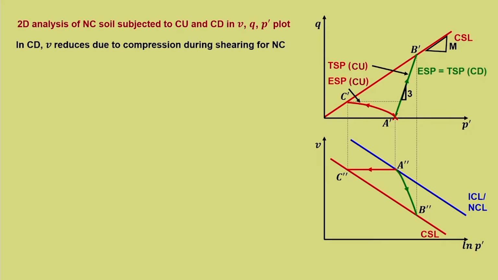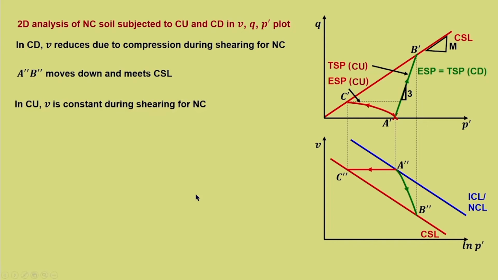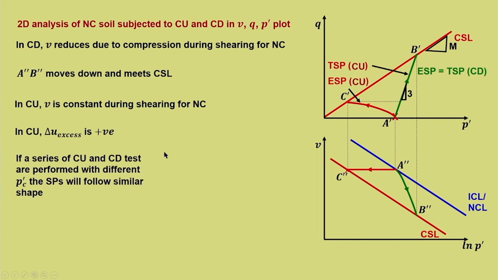In CD, V reduces due to compression during shearing for NC. So, this is the reduction. A dash B dash moves down and meets the critical state line. So, this is the one which we have already explained. In CU, V is constant during shearing for normally consolidated. So, this is not changing. So, this is the point where it fails. In CU, delta U is positive, which we have already seen.